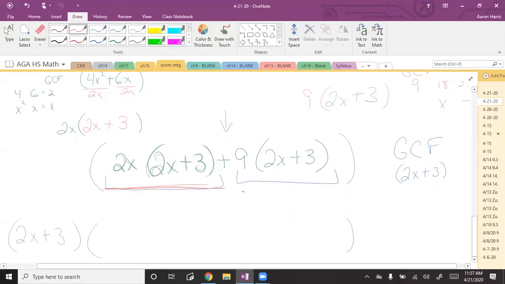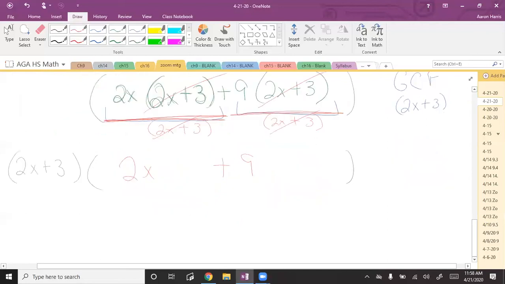You leave it outside. Leave it outside, then do what? Oh, you divide it. Okay, I'm getting it now. Notice 2x plus 3 divided by 2x plus 3 goes to 1. They cancel out. So then it's 2x plus 9, and you are done. Because 2x plus 3 multiplied by 2x plus 9.